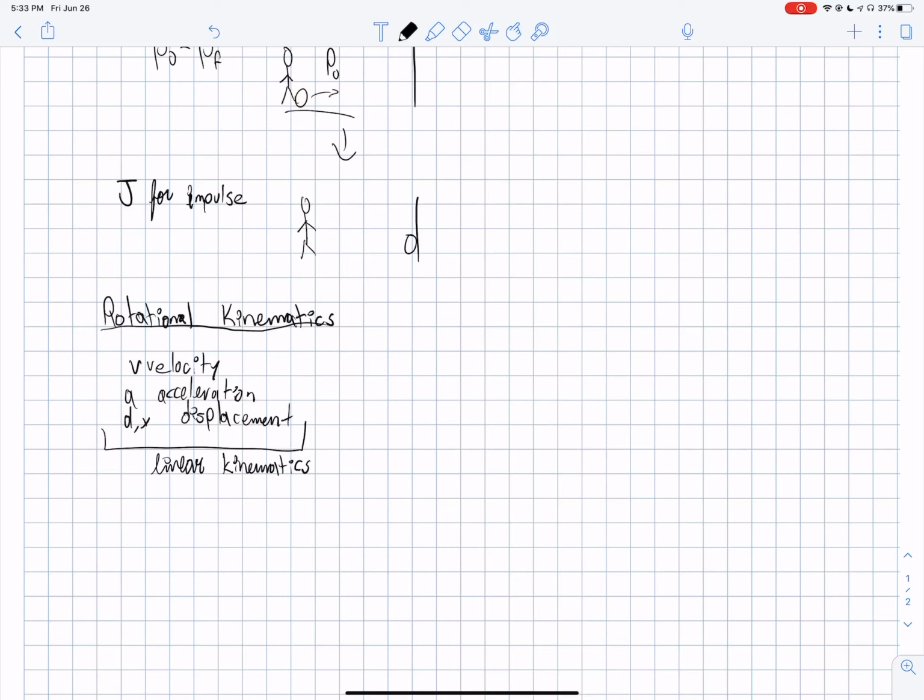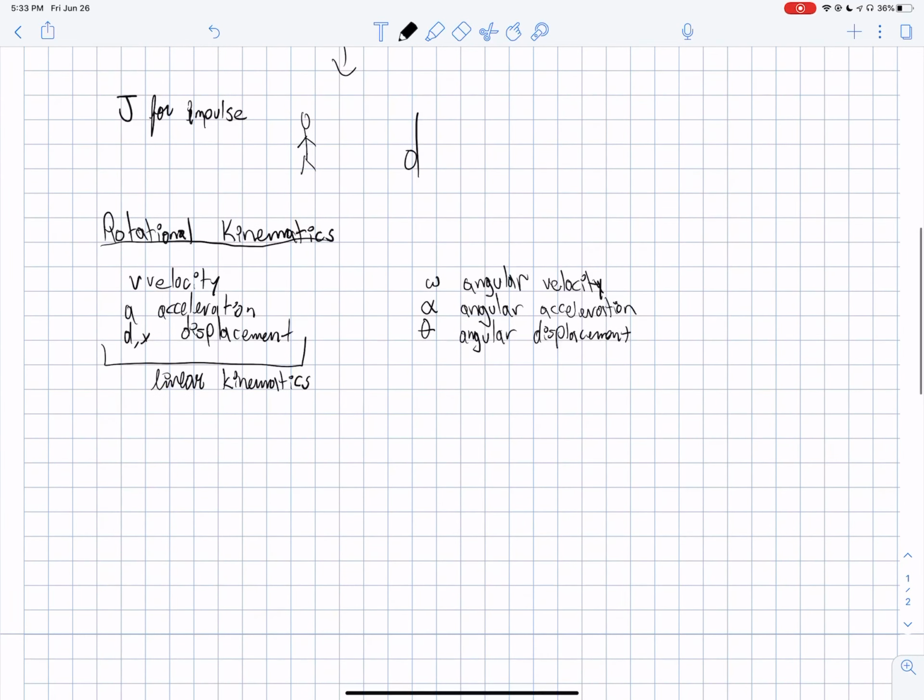For rotational kinematics, we have omega for angular velocity. We have alpha for angular acceleration. And theta for angular displacement. Here, just label this as rotational kinematics.